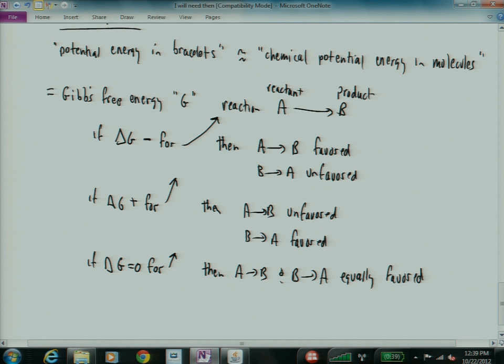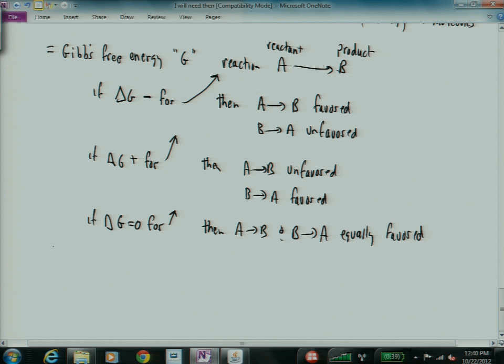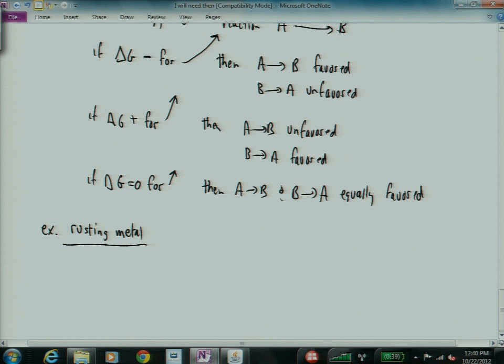So let me give an example. Rusting metal. Many of you have cars or have seen cars, and they tend to rust around here. This is a chemical reaction, and it's not going to be balanced, so the chemist would have a fit about this. I just want to keep the big picture and not worry about the fine details.